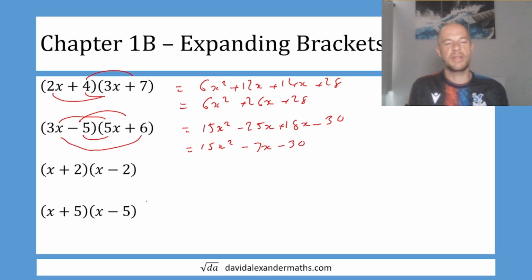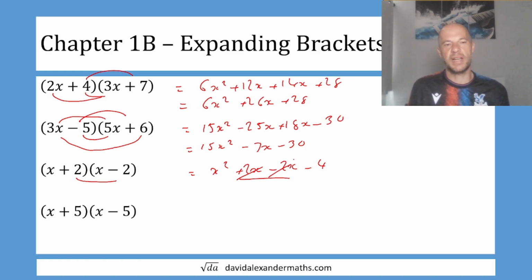Now these final two examples are quite easy. If we just do it the usual way for (x + 2)(x - 2), we'll get x squared in the insides plus 2x, on the outsides minus 2x, and then positive 2 times negative 2 is negative 4. Now plus 2x minus 2x, they cancel out. So it was a bit of a waste of time working those two out. We could have just done x times x, x squared, positive 2 times negative 2, negative 4.